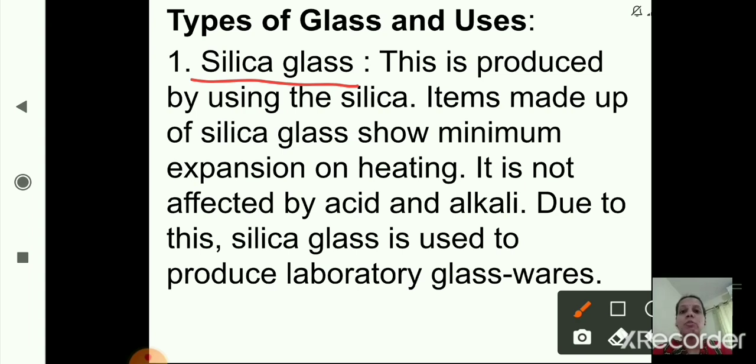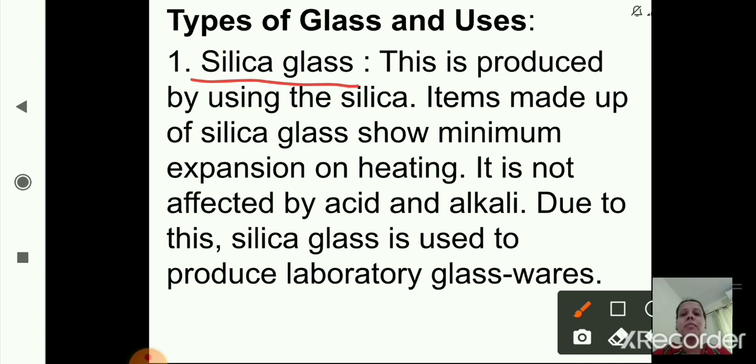The items which are made up of silica glass show minimum expansion on heating. On heating they will not change their length or their volume. It is not affected by acid and bases. So because of this, silica glass is used to produce laboratory glasswares, means laboratory instruments like beaker, conical flask, test tubes, etc.